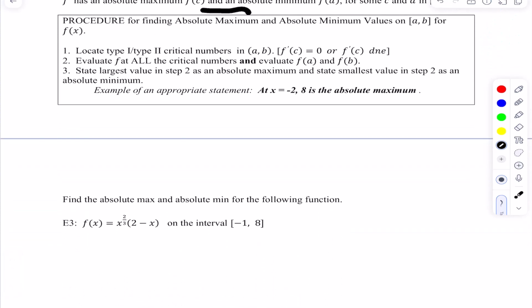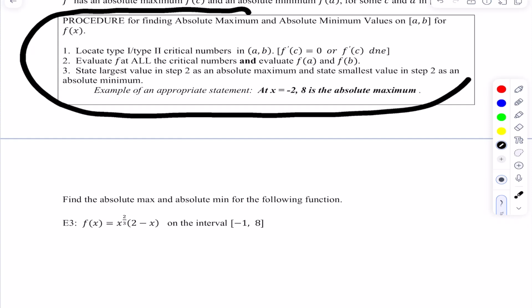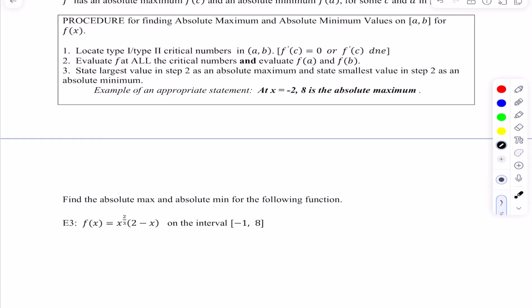We're more concerned about differentiable functions. We want to take advantage of the first derivative as a tool. So here's the first step, second step, and third step. We're going to be analyzing mostly differentiable functions.